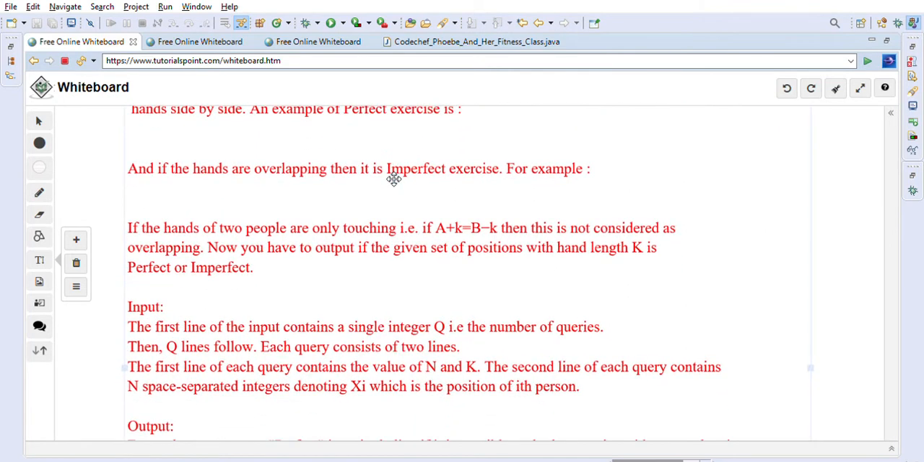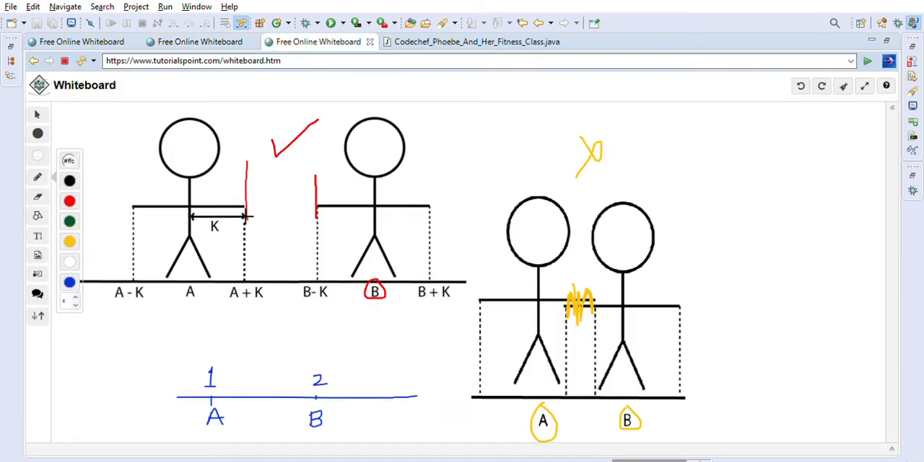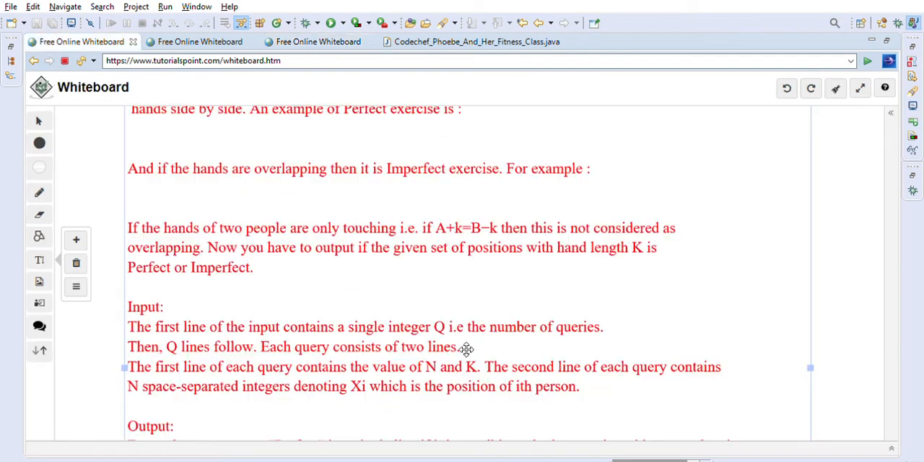So now if the hands are overlapping, then it's an imperfect exercise as I showed you just now. If hands of two people are only touching, A plus k is equal to B minus k, then this is not considered overlapping. So that is a perfect exercise, right? That is also an example of perfect exercise. Let's say this k is going here until this point and this left person's hand is coming until this point. So both are touching at the boundary, right? But they are not overlapping. So this is still considered a perfect exercise. So that's what they are saying.